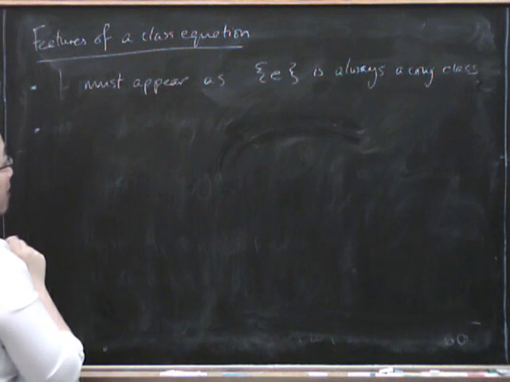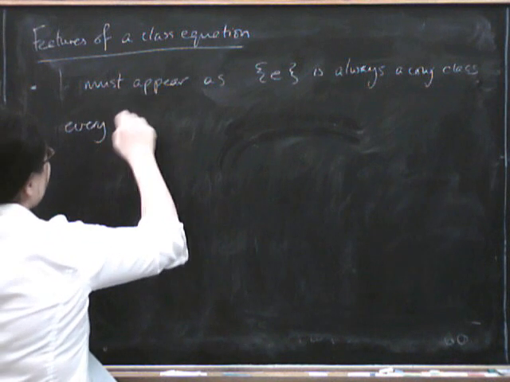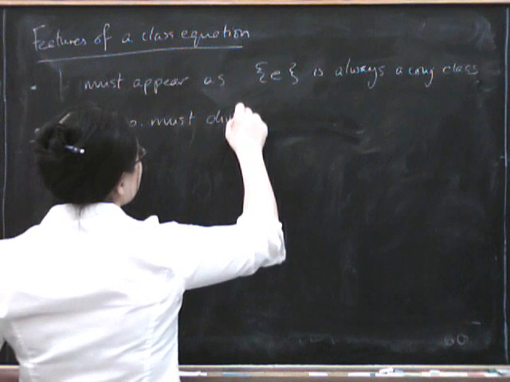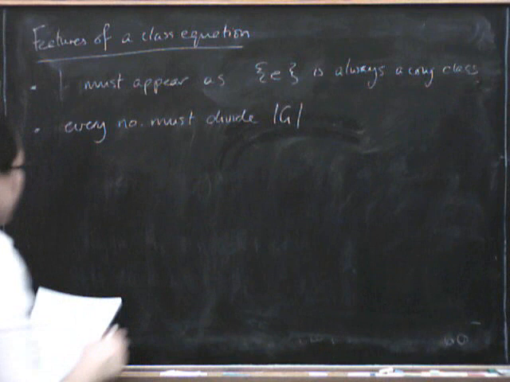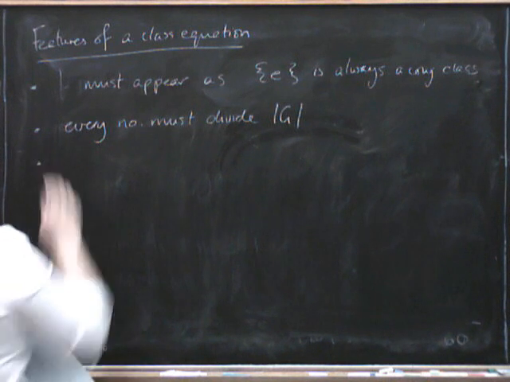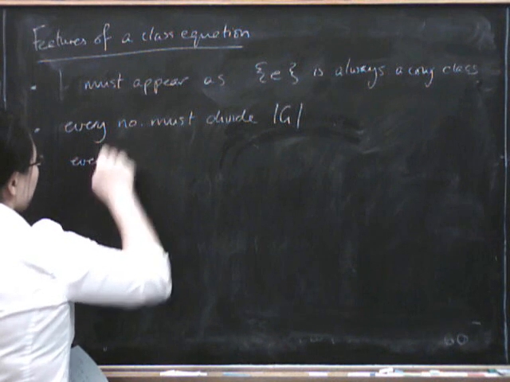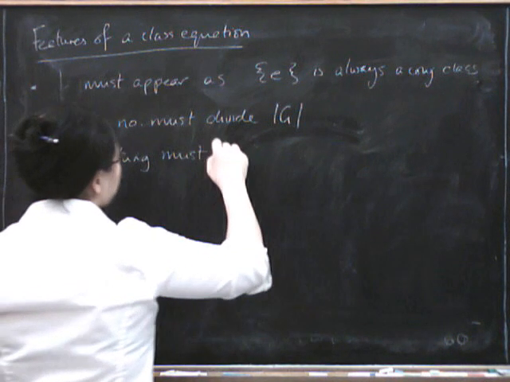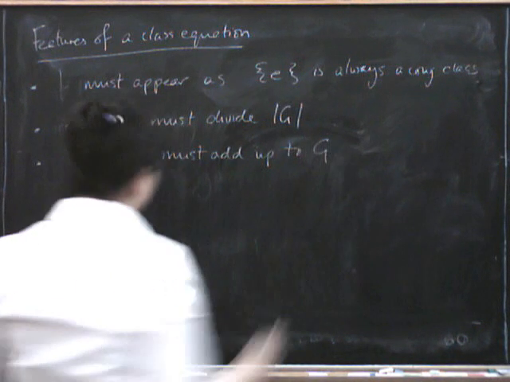Every number has to divide the order of G, because each one is the size of a conjugacy class, and finally the numbers all have to add up to the order of G. Everything must add up to G.